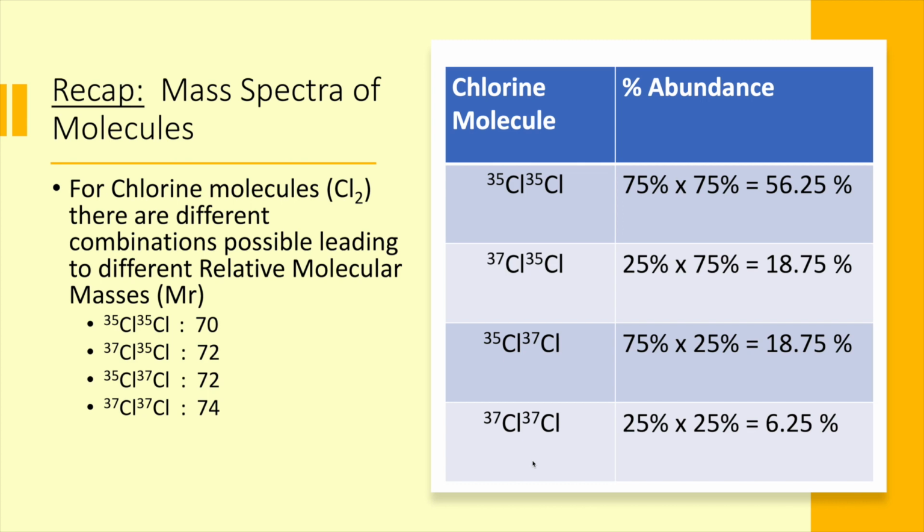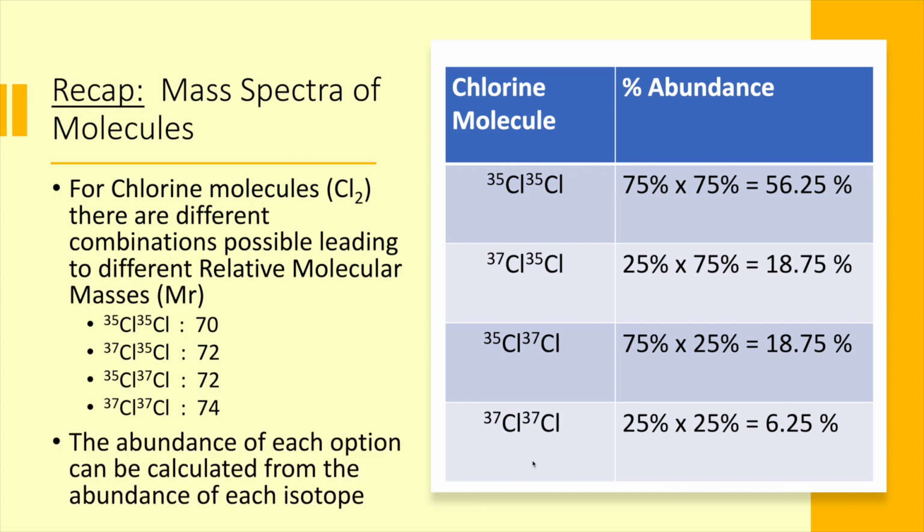You'll notice that the 2 in the middle, they have the same abundance, but also they're effectively the same molecule. But in terms of organising and probability, we do have to write them separately to show that A could be 37 and B could be 35, or A could be 35 and B could be 37 as those 2 options, but actually they give us the same relative molecular mass, and therefore the probability of each of those is actually also the same.